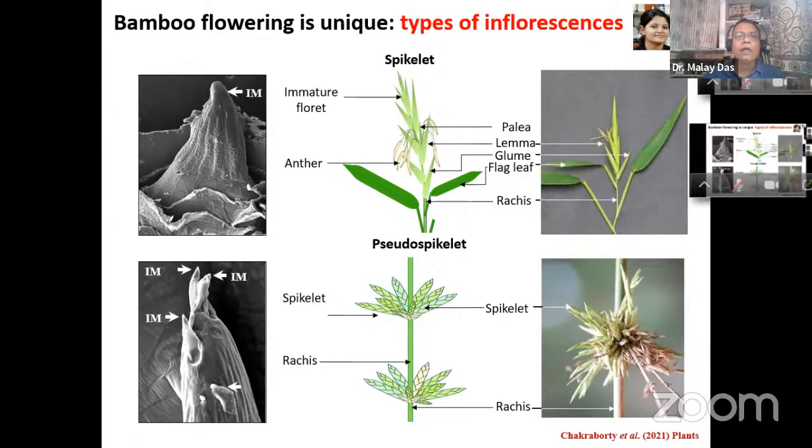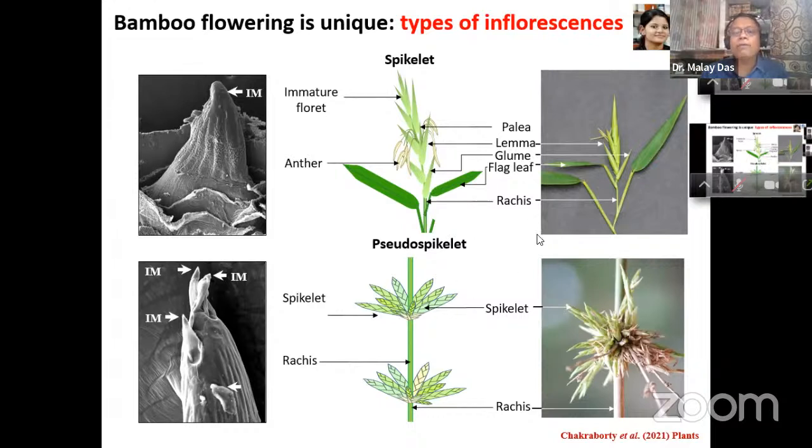I'll show you some five or six year old field data which we recently published. When you go to the field, quite often we see a typical spikelet structure, which you typically see for other gramineous plants like rice or wheat. But at the end of the flowering cycle, we often see a cluster of spikelets come together, which we call pseudospikelets.